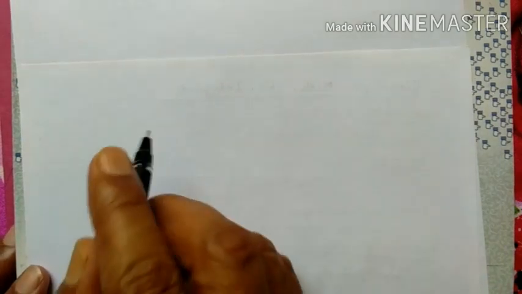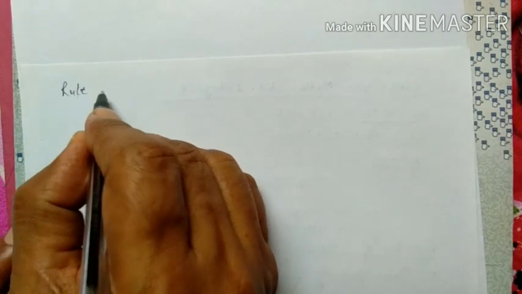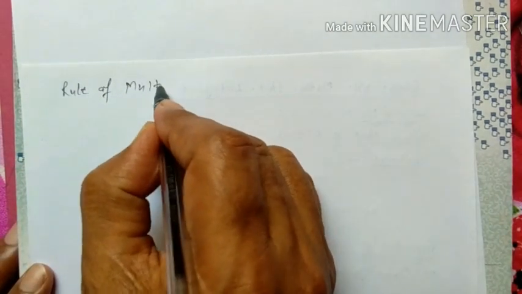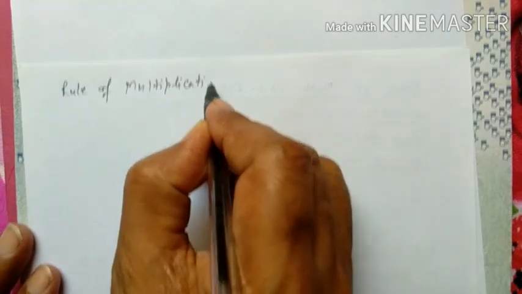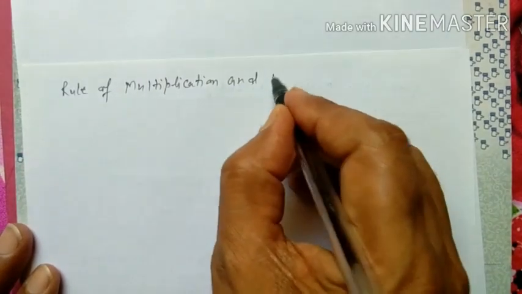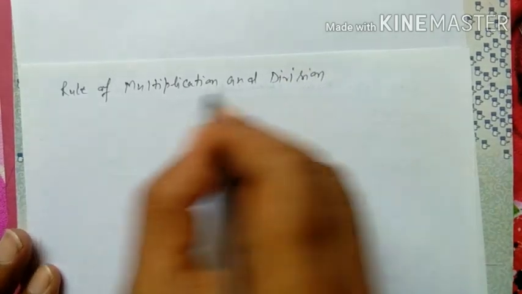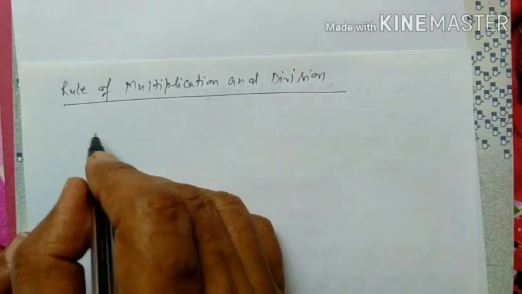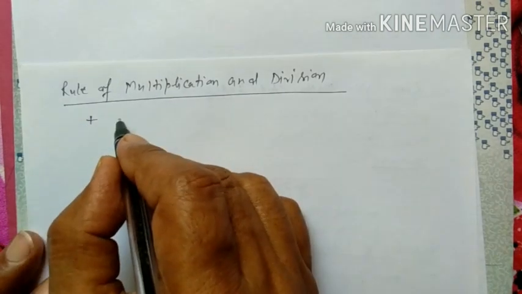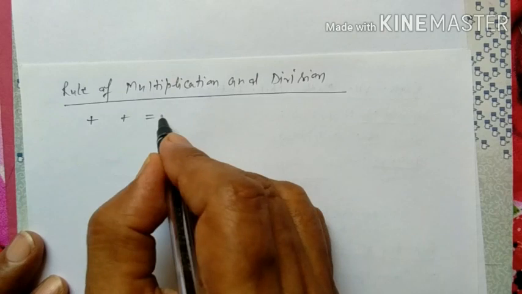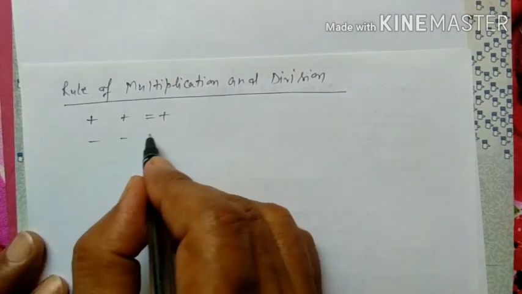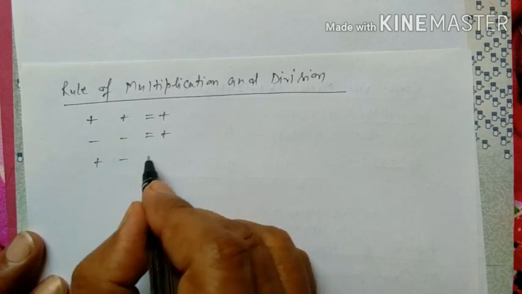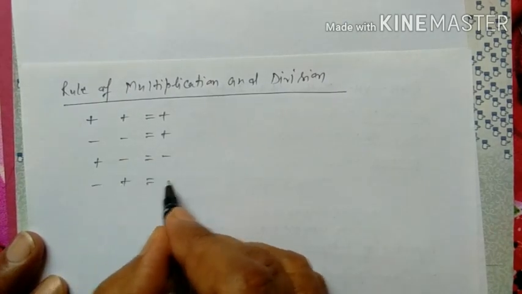And after this, the next rule is the rule of multiplication and division. Rule of multiplication and division. Plus into plus equal to plus, minus into minus becomes plus, plus into minus becomes minus, minus into plus becomes minus.